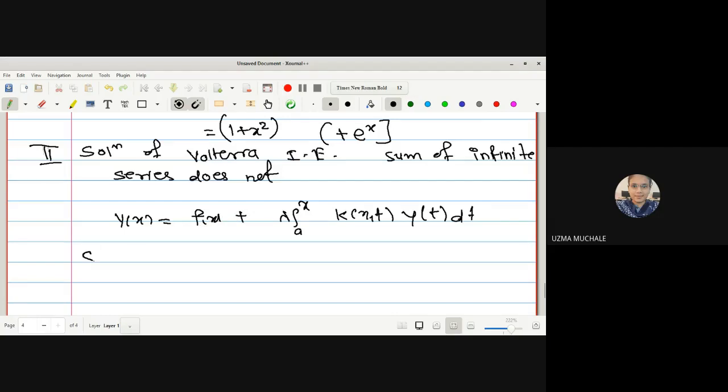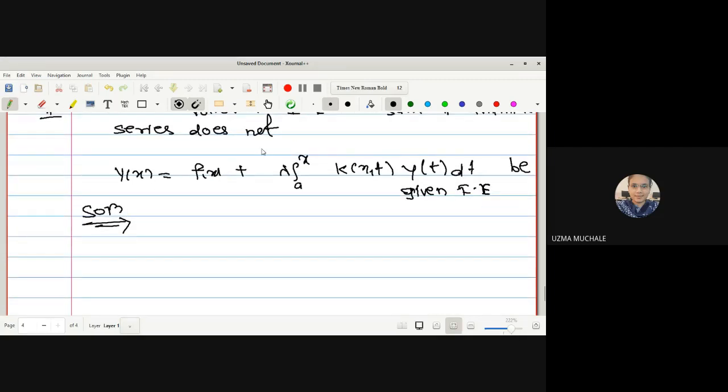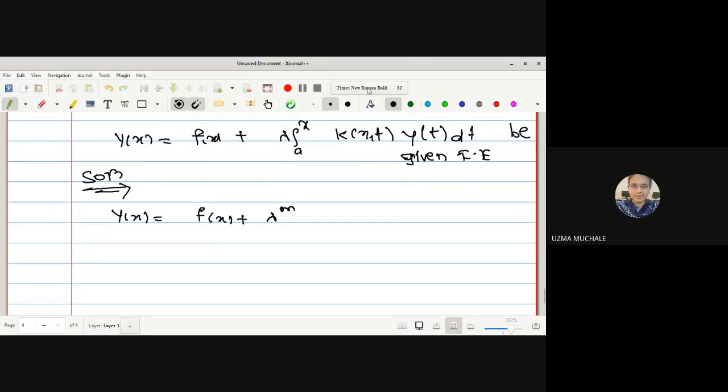Then the solution of this integral equation will be given by y of x is equal to f of x plus lambda raised to m integration a to x k m of x t f of t dt. Instead of summation we have used the integration.